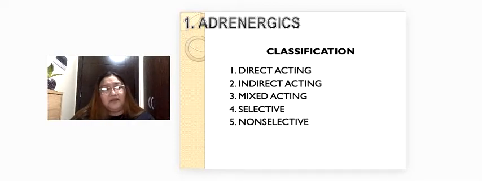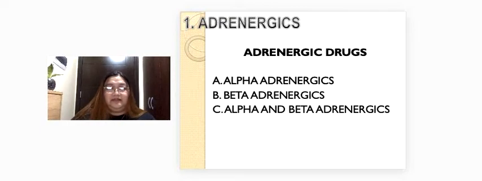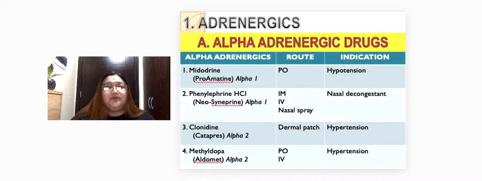Kaya nga pag ang gamot ay selective, maganda yung effect niya kasi yung action niya specific lang sa target organ. Pero pag non-selective, generally, mas marami siyang side effects kasi maraming receptor organs yung nasa-stimulate. Alright, these now are the drugs. Alpha drugs, beta drugs, and the alpha and beta adrenergic drugs. So, ito yung mga alpha adrenergic drugs.